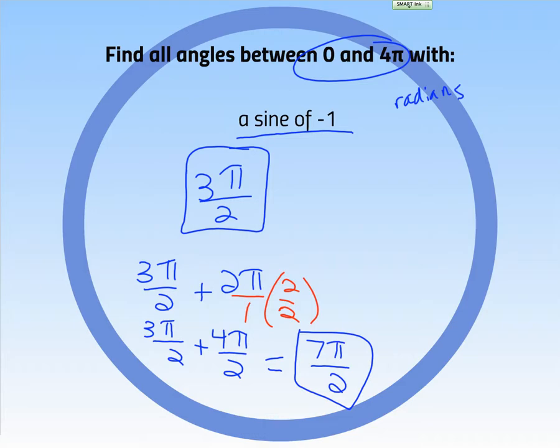I don't remember the exact section off the top of my head, but I know there are some sections in a future chapter with a lot of this kind of stuff, where you have to find those other angles in an interval besides just 0 to 2 pi, maybe going all the way to 4 pi, or 6 pi. That's coming in the future, so just keep this in mind. Any questions?